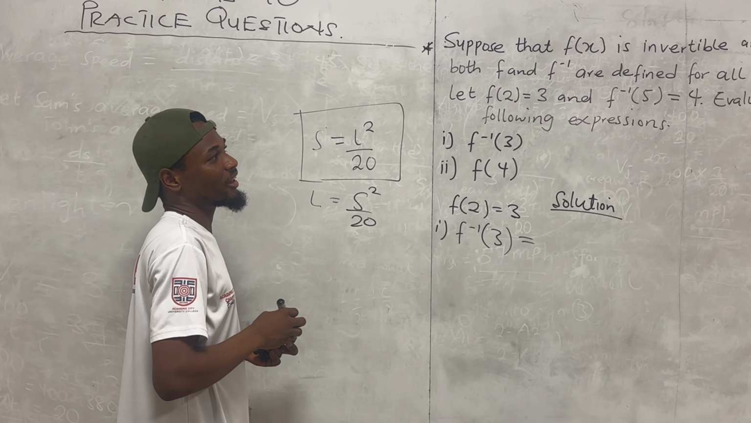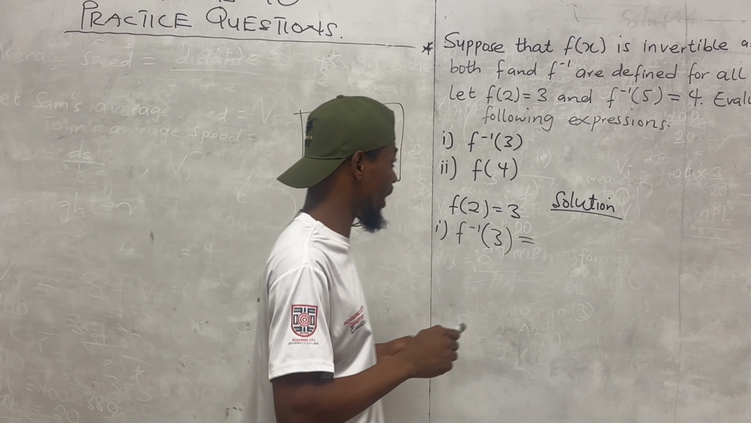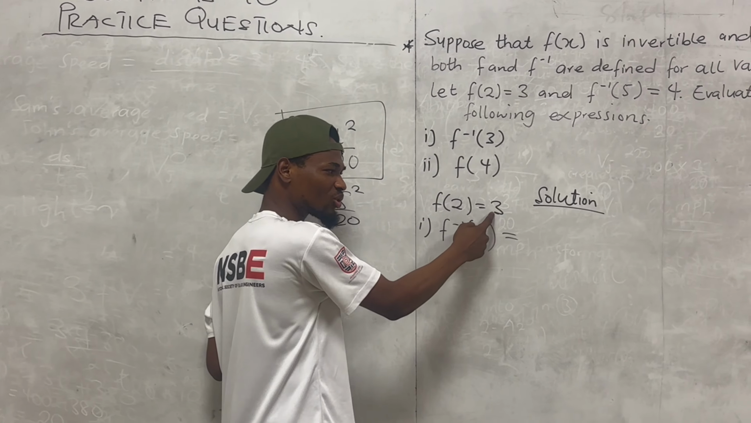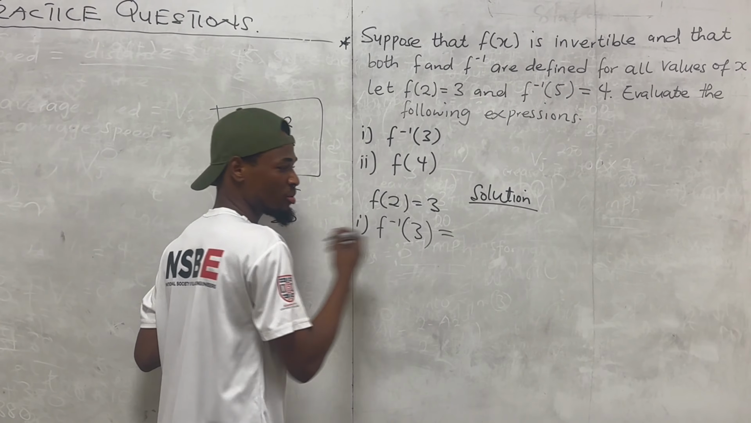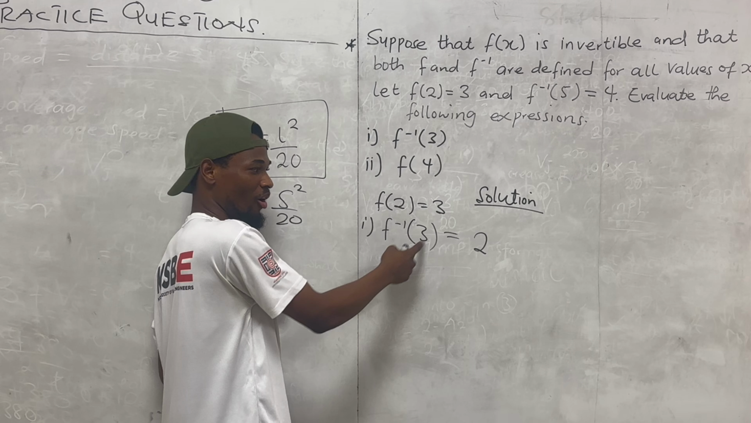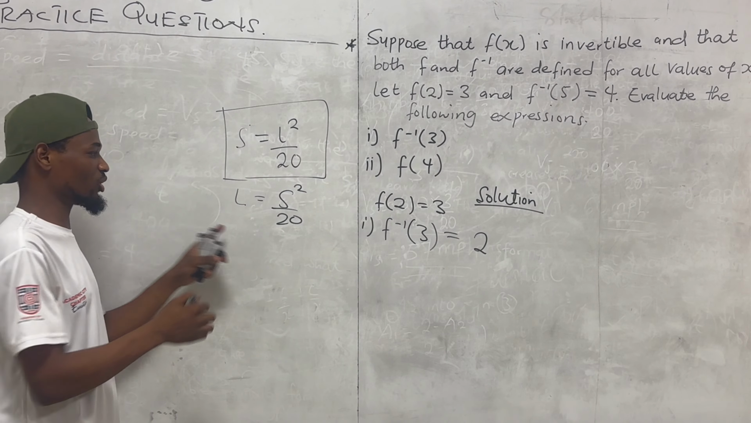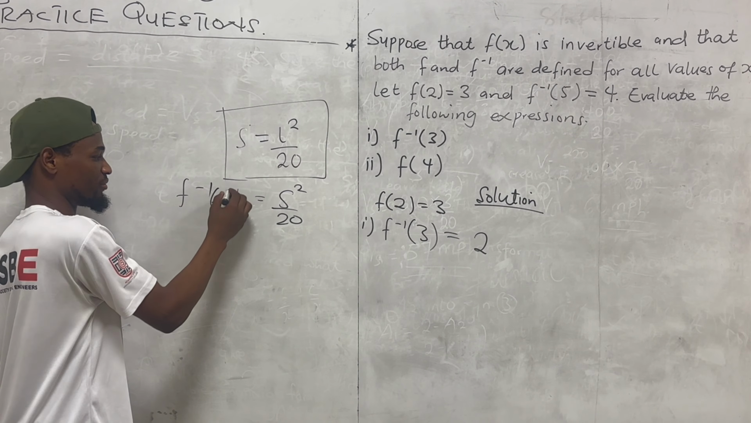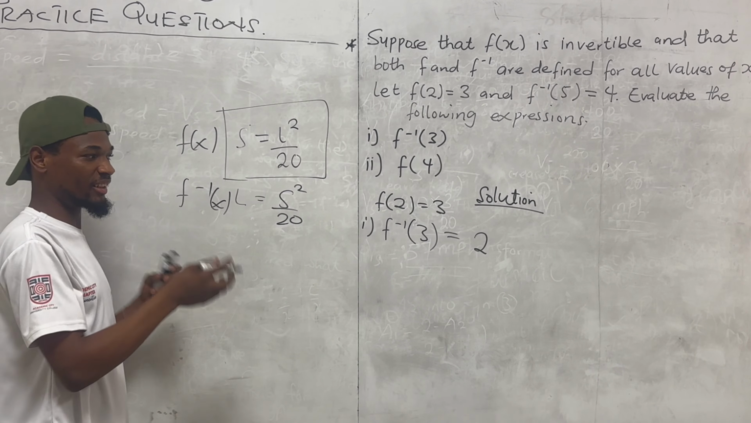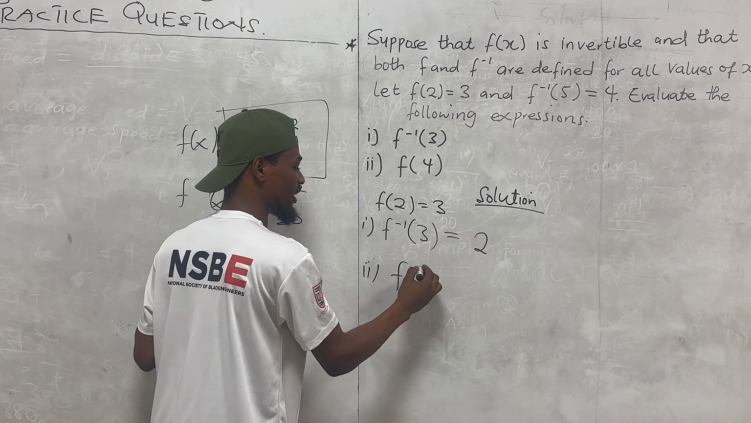And they are saying the function f of x is invertible. It has an inverse, all right? So if I have f of 2 is equal to 3, then f inverse of 3 will be equal to 2. So this time around, wherever you see 2, you put 3 there. Wherever you see 3, you put 2 there. By so doing, you are finding the inverse. So if this is f of x, this becomes the inverse. Just interchange them.